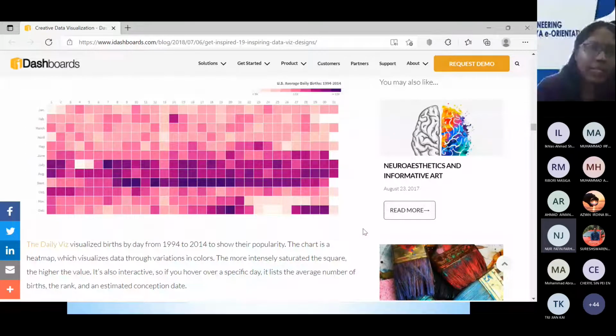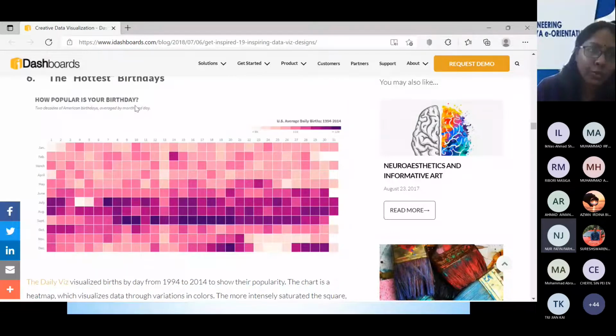How popular is your birthday? So they just took 2 decades of American birthdays, averaged by month and day. Then for daily, they want to see how many people have the same birthday, and the darker ones have a higher number. Okay, so it was interesting to see that most babies are born in July, August, September.